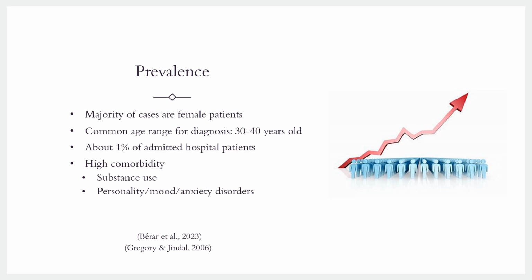outpatient clinics. Most individuals diagnosed are female, and the age of diagnosis usually lies within individuals from 30 to 40 years old. Factitious disorder also has a high comorbidity rate. Most patients diagnosed with this condition likely struggle with substance disorders, personality disorders, mood disorders, or anxiety disorders.